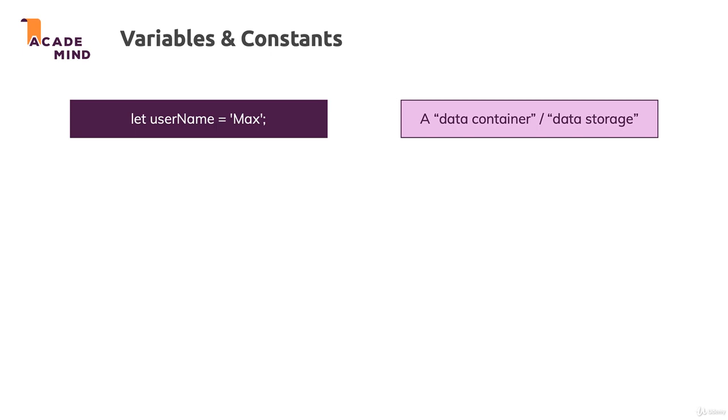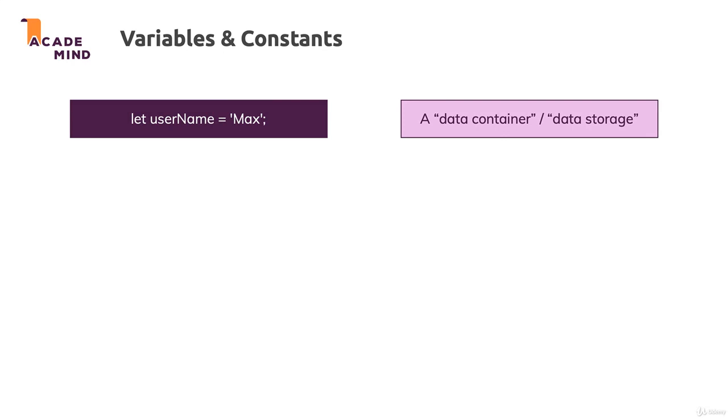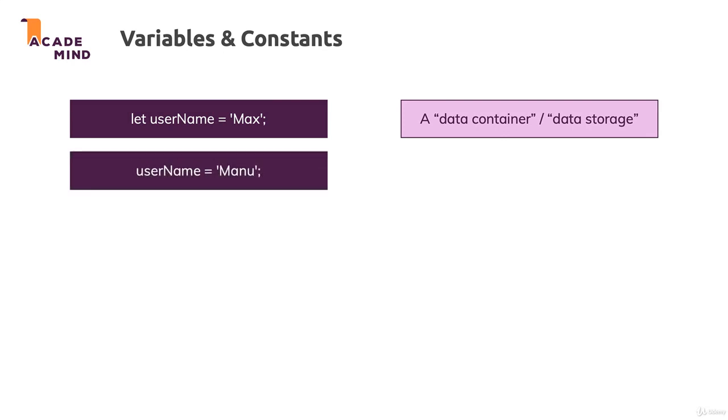And in JavaScript, we create a variable by using the let keyword, which you see here on the left, then a name of your choice with some naming rules in mind, which I'll dive into later, then an equal sign, and then the value you want to store in the variable. Now, with a variable created, you can also always reassign it and store a new value in there. So here I'm using the existing variable username, and I assign a new value to it.